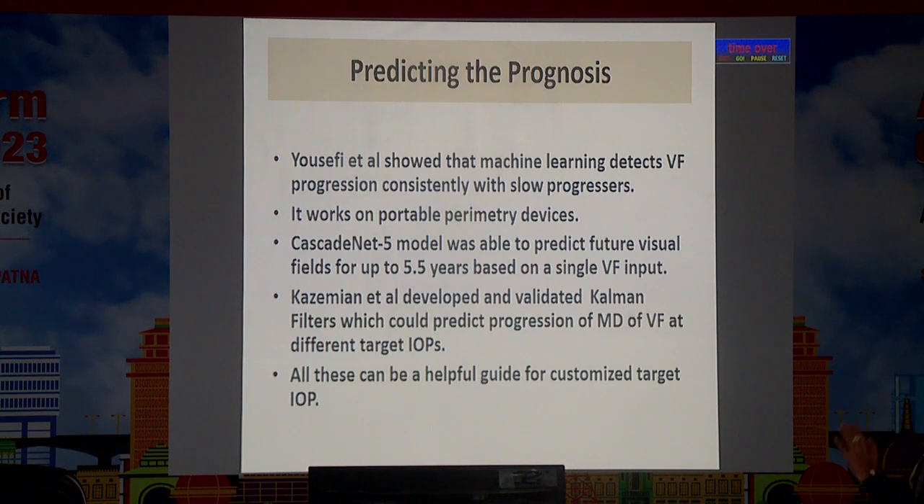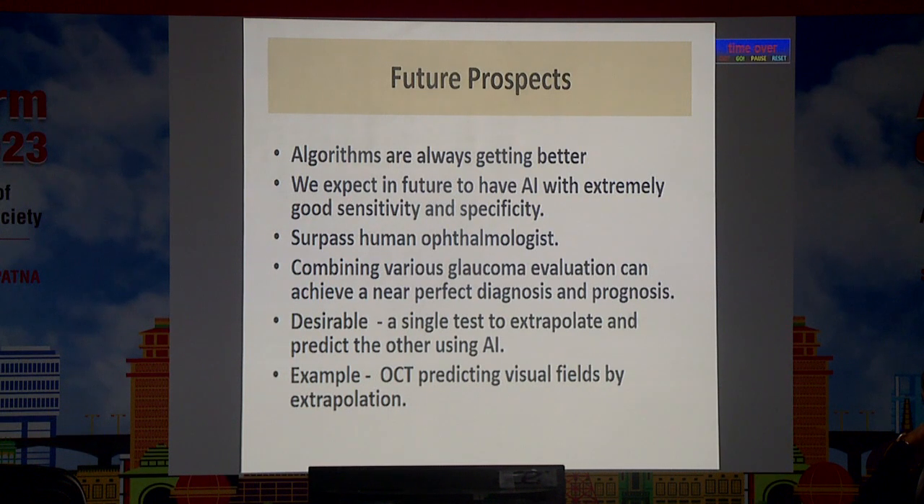Predicting prognosis is also important, and Yosef et al. showed that machine learning detects visual field progression consistently with slow progressors. It works on portable perimetry devices, and all these can be a helpful guide for customized target intraocular pressure. So future prospects: algorithms are always getting better. We expect in future to have an artificial intelligence with an extremely good sensitivity and specificity to surpass human ophthalmologists. Combining various glaucoma evaluations can achieve a near perfect diagnosis and prognosis. What is desirable is a single test that can extrapolate and predict the other using artificial intelligence.